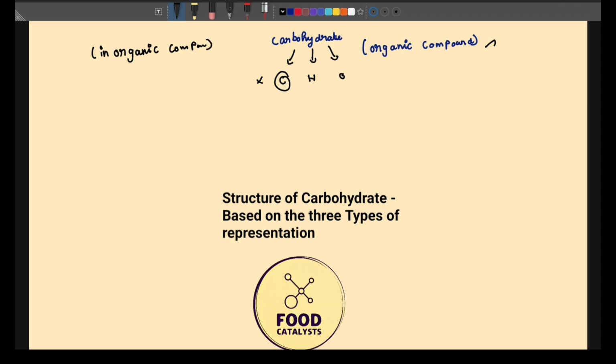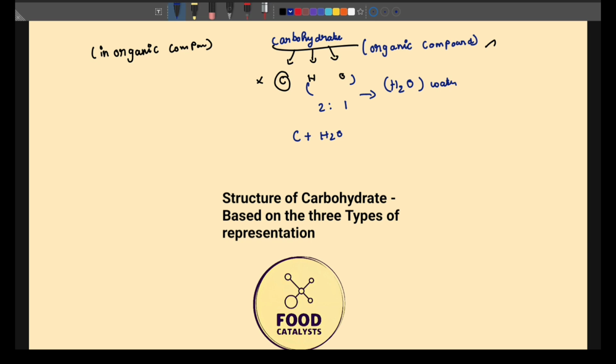Apart from that, carbohydrate consists of carbon, hydrogen, and oxygen. And we need to know one thing: always hydrogen and oxygen are in the ratio of 2:1. What do I mean by that? It means the hydrogen will be 2 times the oxygen, so it will always be in the form of H2O. What is H2O? It's water. So C plus H2O.